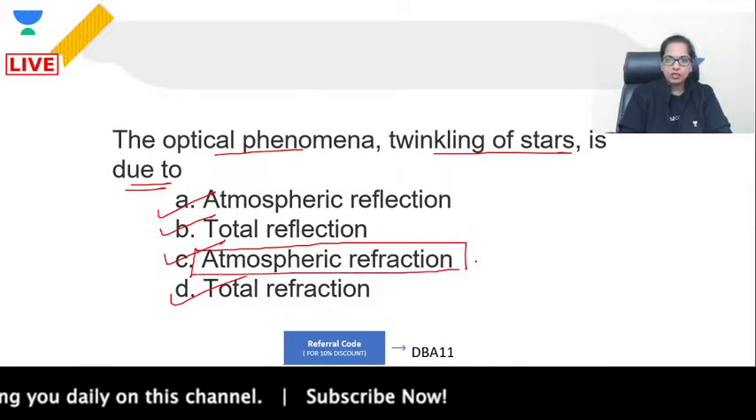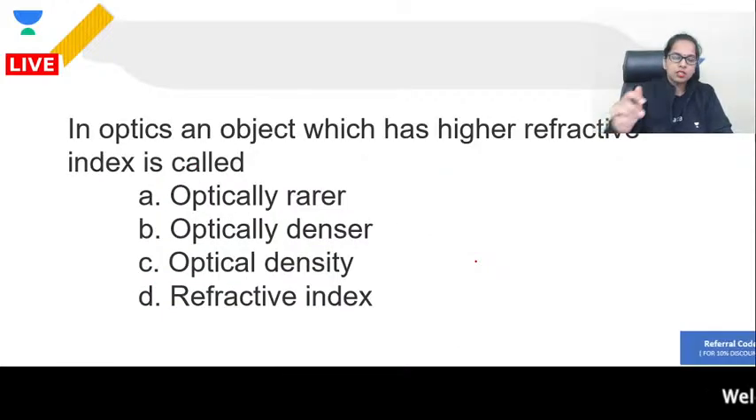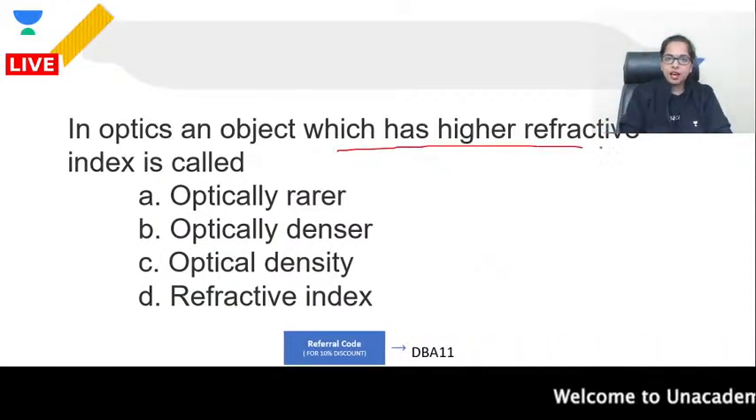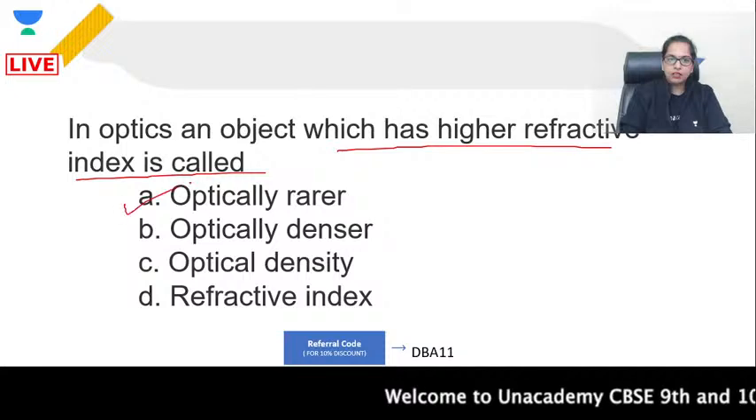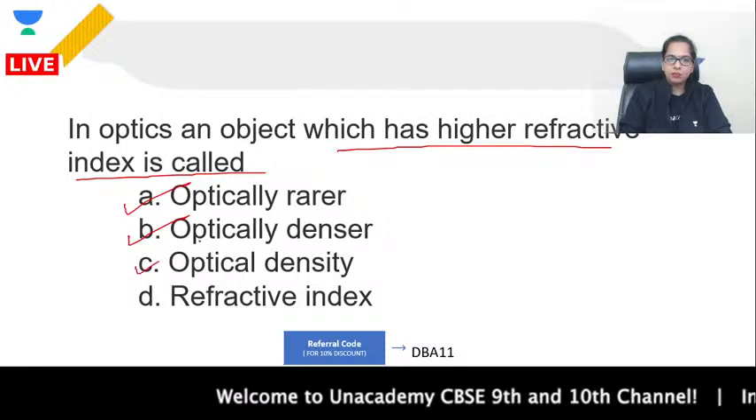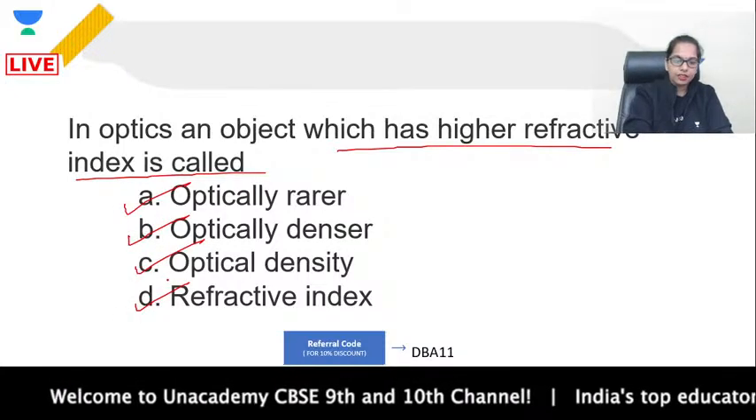Okay? Atmospheric refraction. Next. In optics, the object that has higher refractive index is called optically rare, optically denser, optical density, or refractive index.